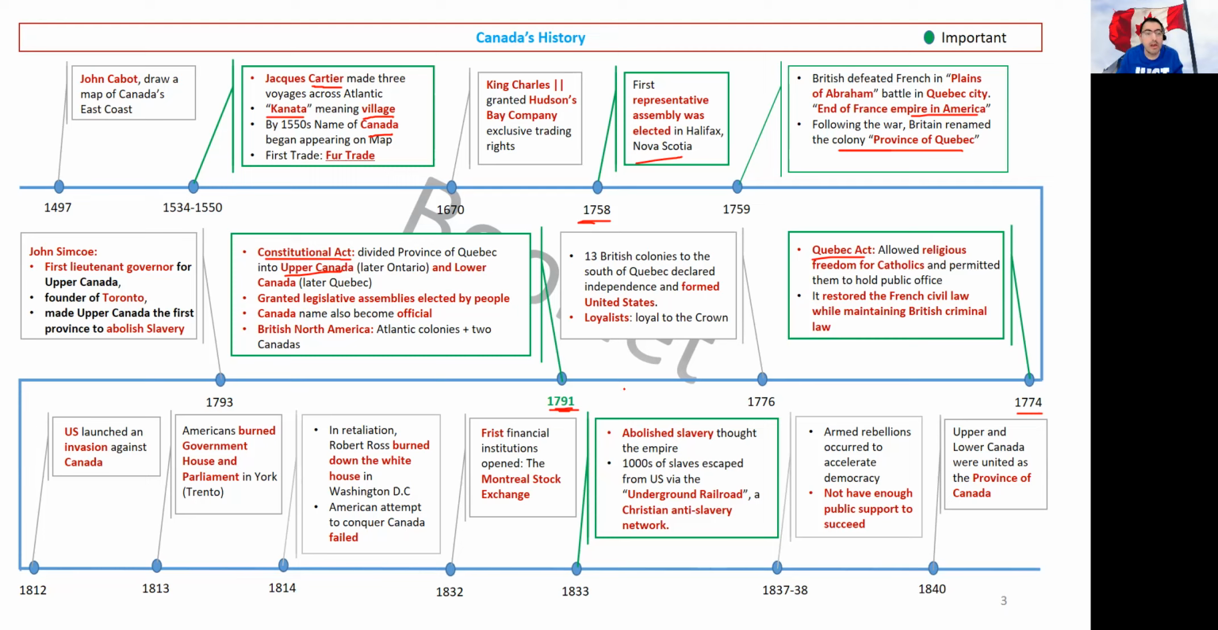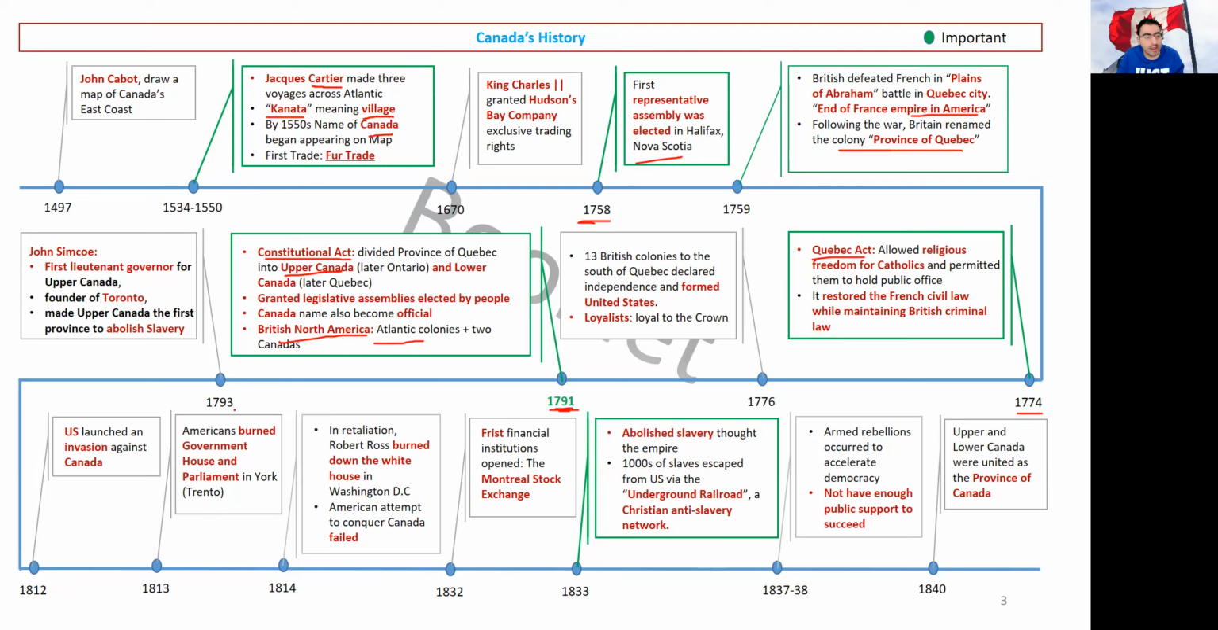The Atlantic colonies plus the two Canadas, Upper and Lower Canada, together were known as British North America. So now we have British North America, and the United States in the south. British North America is the Atlantic colonies plus the two provinces, Upper Canada and Lower Canada. All of this happened in 1791.